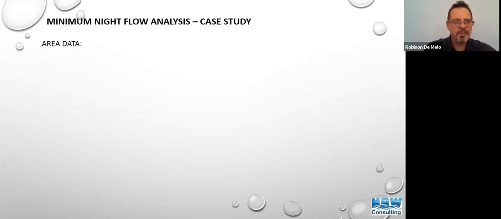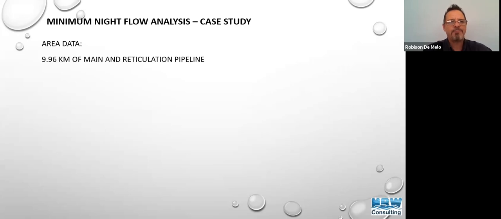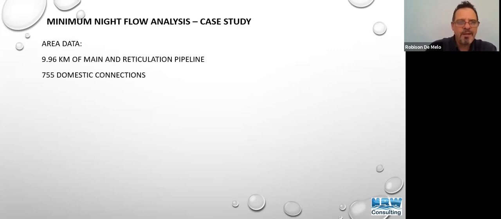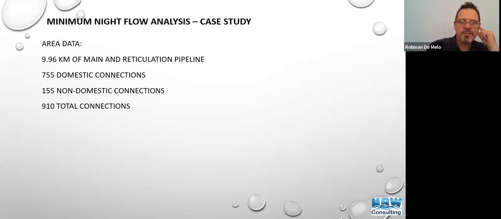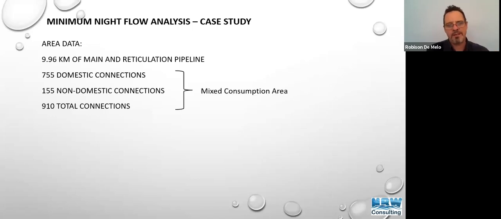Just gonna give some information about the area. The area is 9.96 kilometers of main and reticulation pipeline. They have 755 domestic connections, 155 non-domestic connections. So that gives us a total of 910 connections. And as you can see, it's a mixed consumption area, between domestic and non-domestic.